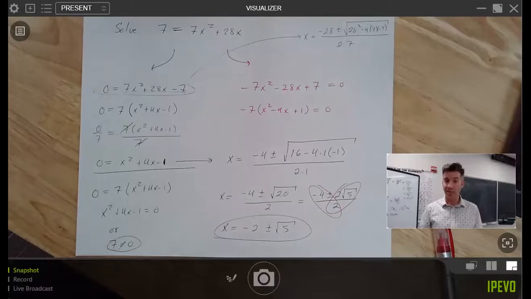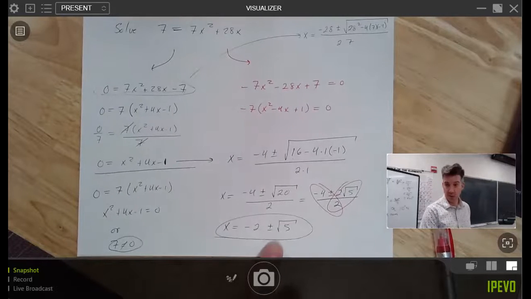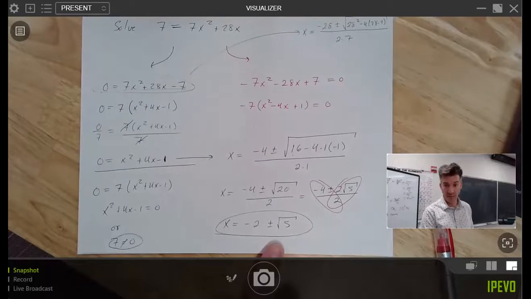Another thing to think about is that when you have a polynomial equation, the number of solutions you get is always less than or equal to the highest power of x. So here, the most solutions we could get is 2, because the highest power of x is 2. And that's what we got. We got 2 different solutions, -2 plus root 5 and -2 minus root 5.